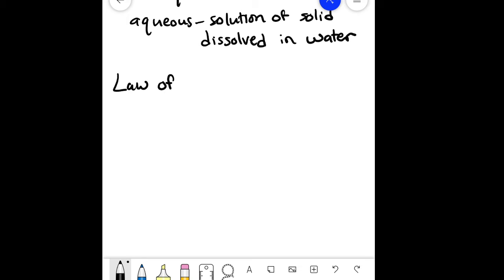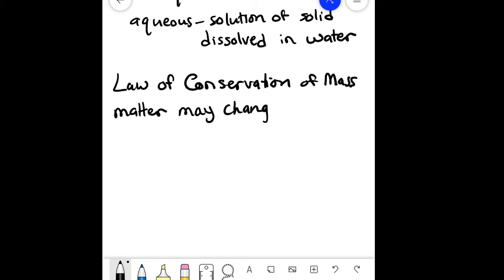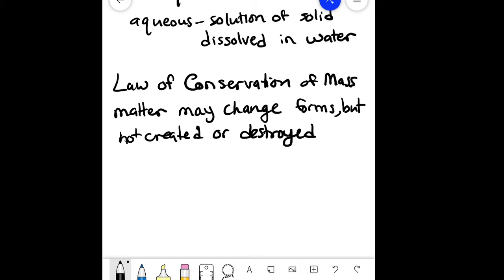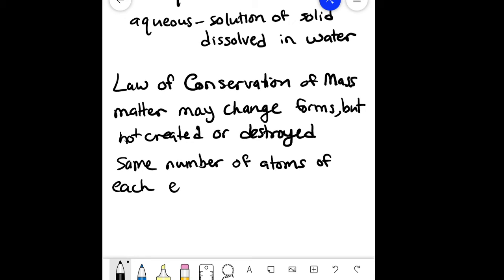So next thing that's a bit important is why we have to balance these chemical equations: the law of conservation of mass. And basically what this law states is that matter may change forms, but matter is not created or destroyed, except for nuclear equations. And so that means you have the same number of atoms of each element on both sides of your equations, on your reactant side and your product side, except if it's a nuclear, which we saw last unit.